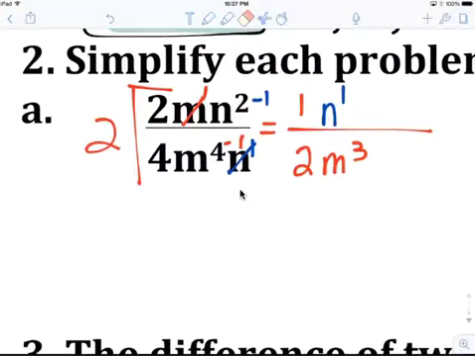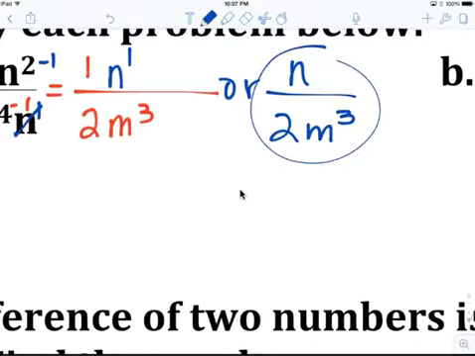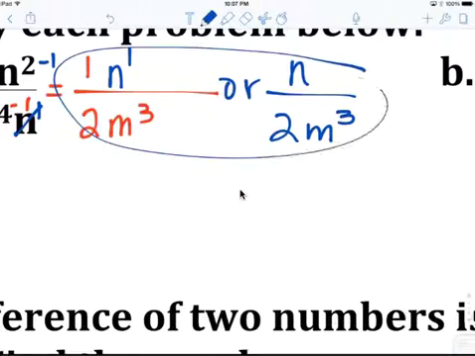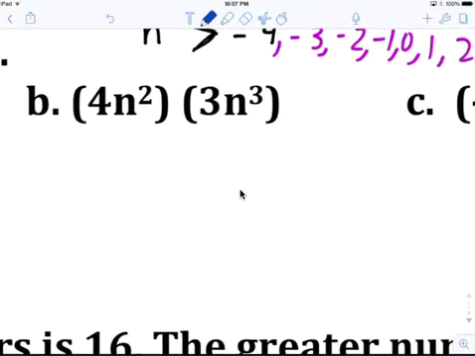You don't have to write all these ones. Oops, sorry, not too many deletes. You don't have to write all this 1. It'll be the same. But if you leave all the 1s, that's correct too. Or, better, you just write n over 2m to the third. Generally, they write it like that. That's the correct way of doing it, okay?